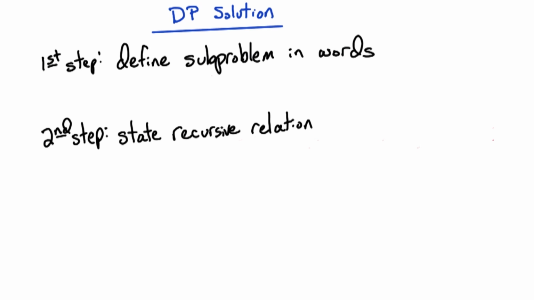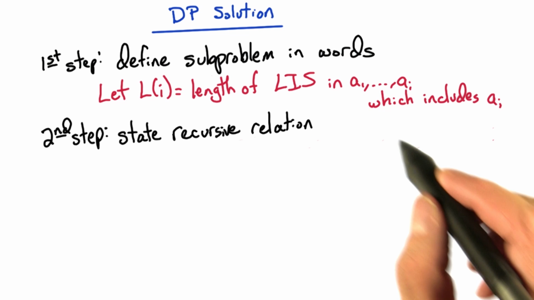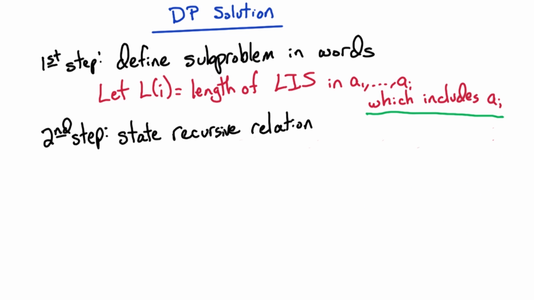We now have our new subproblem formulation. Let L of I denote the length of the longest increasing subsequence on the first I elements of the input array, A1 through AI, and which includes AI itself. This is the extra restriction that we added into our subproblem formulation. Okay? It requires that AI is included in the subsequences that you consider.